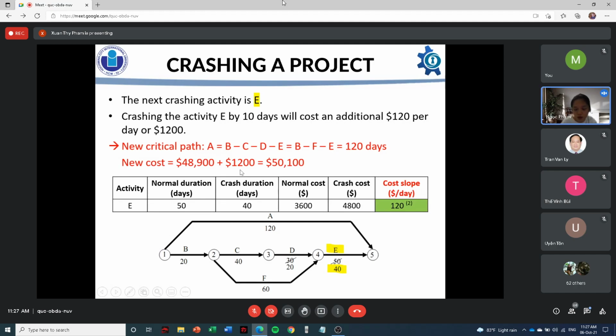And the new critical path, right now there are 3 critical paths which have the same duration of 120 days. The first critical path is A, the second one is B, C, D, E, and the third one is B, F, and E.